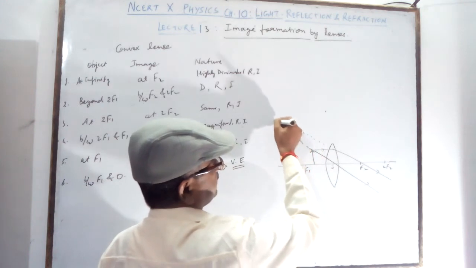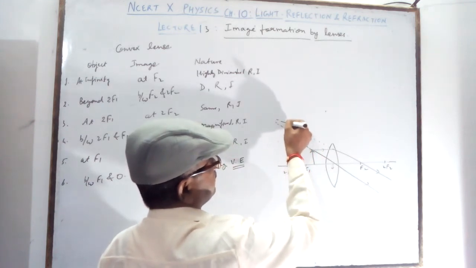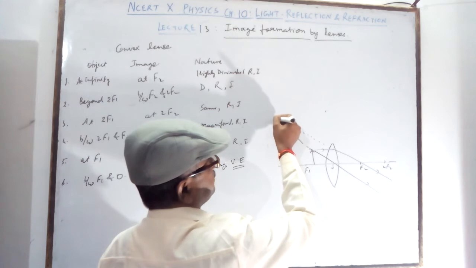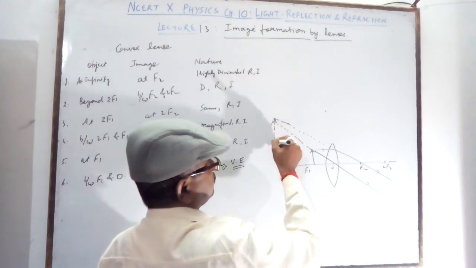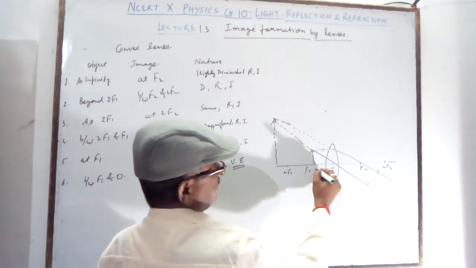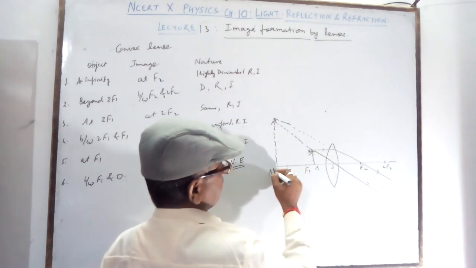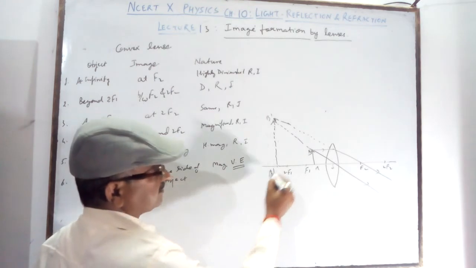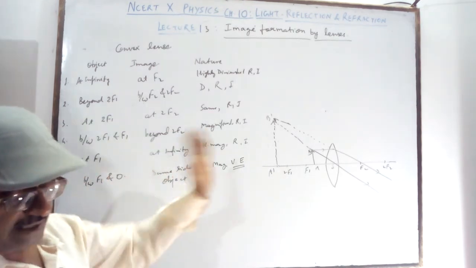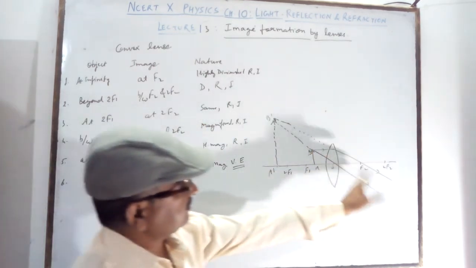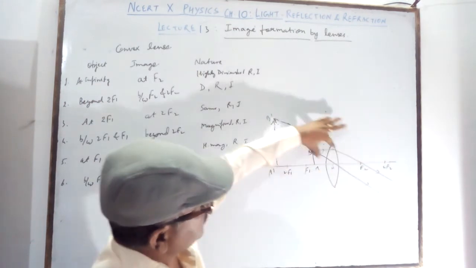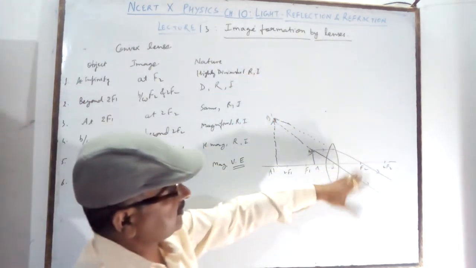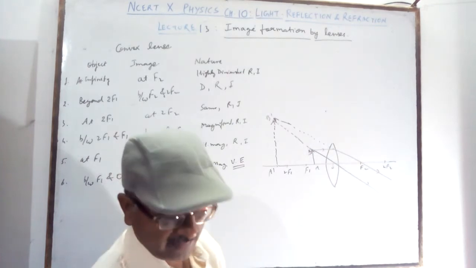So it is meeting at one place on this side, and at this place you are getting a virtual and erect image. If the object is AB, then you get A dash B dash behind the object. Virtual and erect, magnified, the size is increased. So you produce the rays backward, one through the optical center and one parallel.